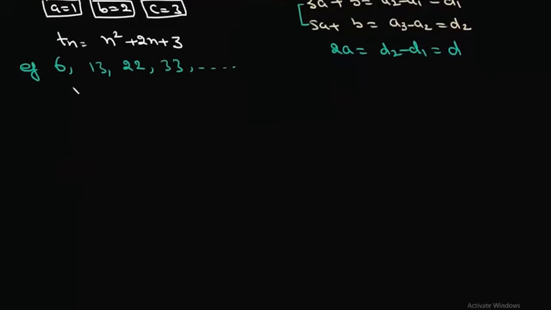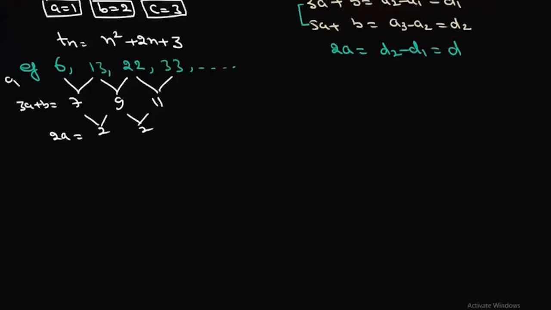We are given the series 6, 13, 22, 33. Now 13 minus 6 is 7, 22 minus 13 is 9, 33 minus 22 is 11. Now again 9 minus 7 is 2, 11 minus 9 is 2. So we can write 2a as 2. Now 3a plus b is equal to 7, and a plus b plus c is equal to 6. Now clearly a is 1, and if we put a as 1, we'll get b as 4, and if a and b are 1 and 4, the value of c is 1.